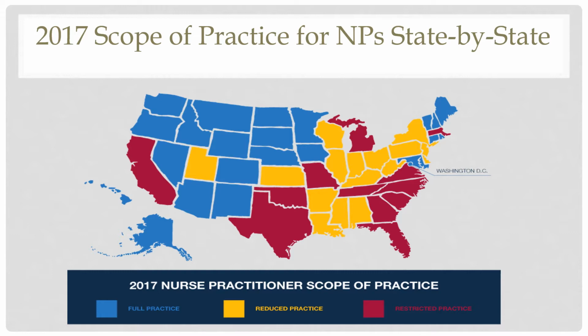The states in yellow represent reduced practice, meaning that the NP can evaluate, diagnose, order, and interpret diagnostic tests, but they need a physician oversight to prescribe medications. And then finally, the states in the red represent restricted states, meaning that an NP would need physician oversight to prescribe, diagnose, and treat patients.